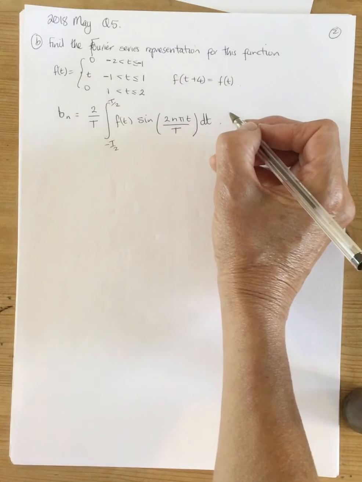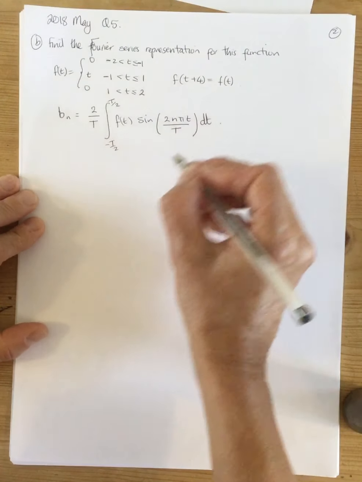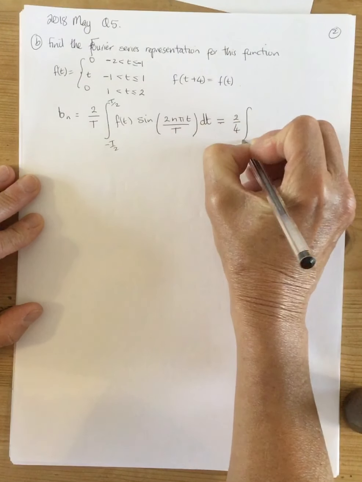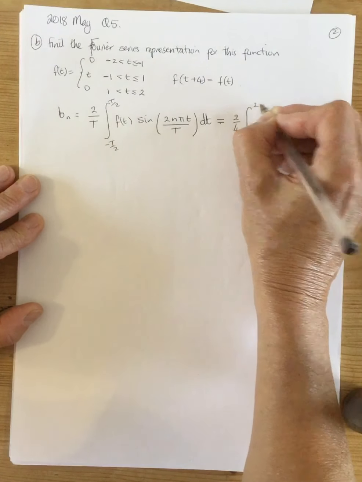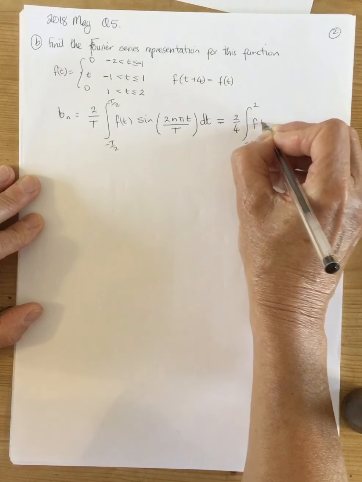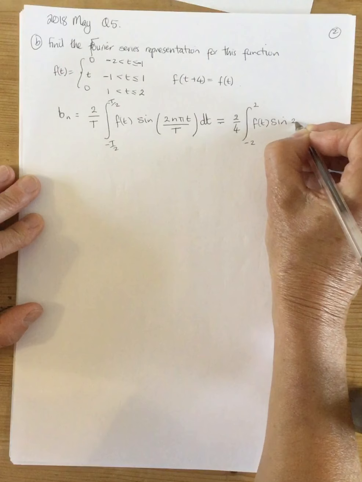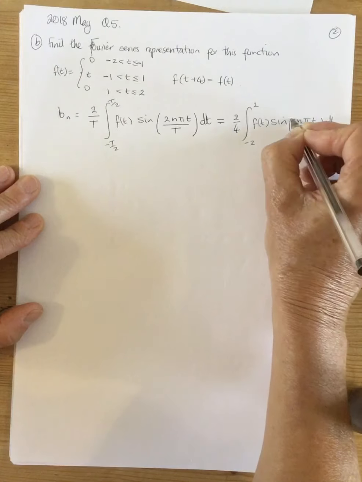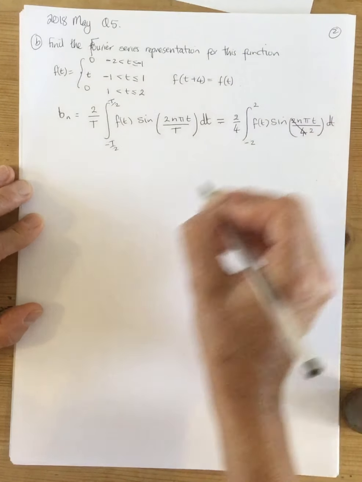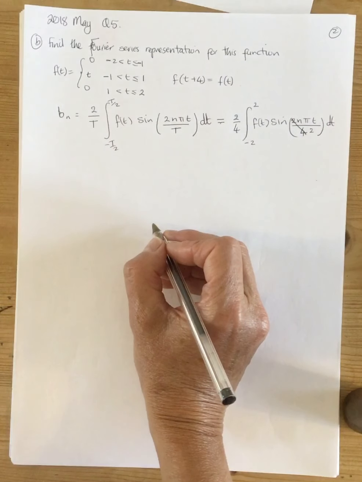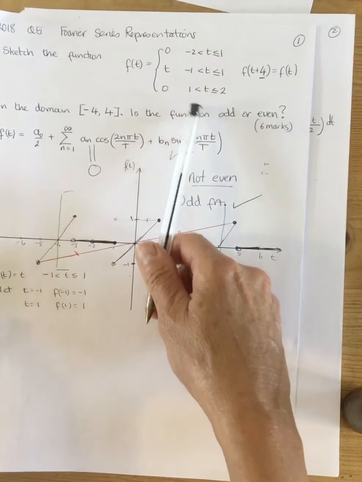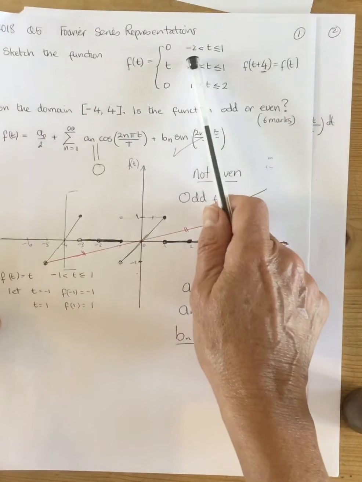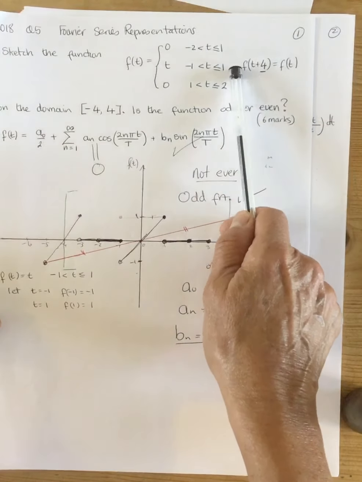Right. So now I'm going to put in capital T at the value of 4 because we know that the periodic time is 4, and that will become 2 over 4 on the integral between 4 over 2, which is 2, and minus 2, of f of t sine 2n pi t over 4 dt, and that will cancel out and we'll have n pi t over 2. Right, so that's great. But if you look at our function here, we're given 3 different values and 3 different limits. So we will have to do 3 integrations, 1 for each limit.